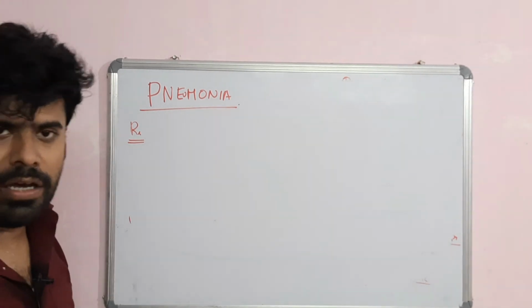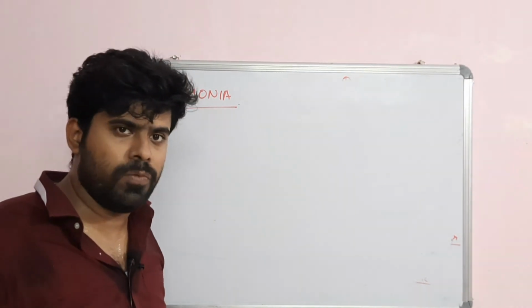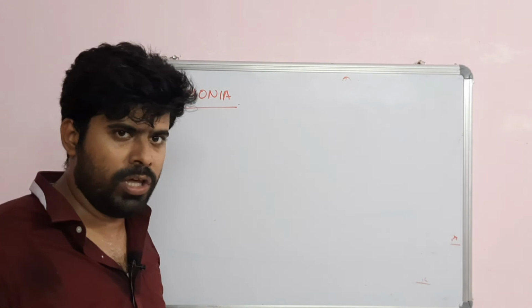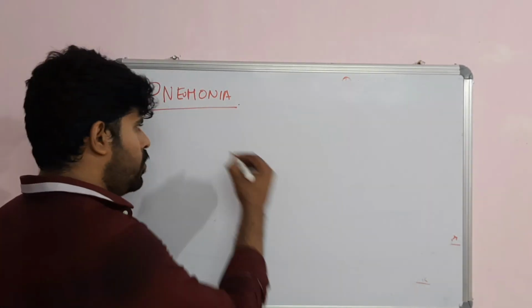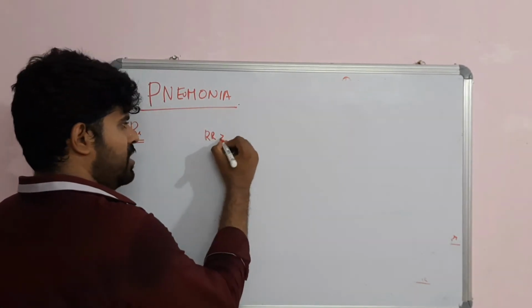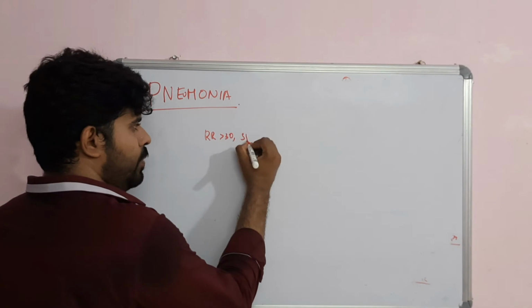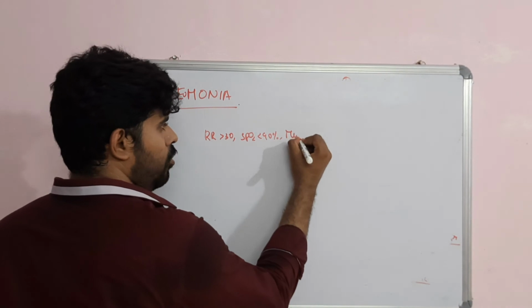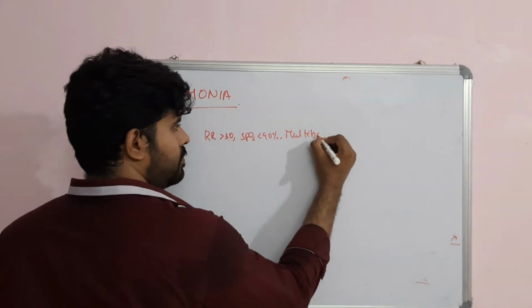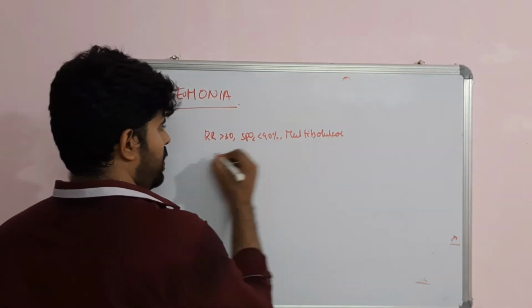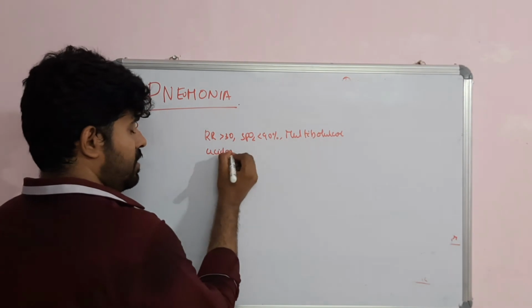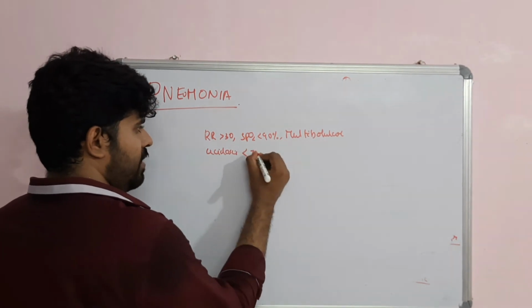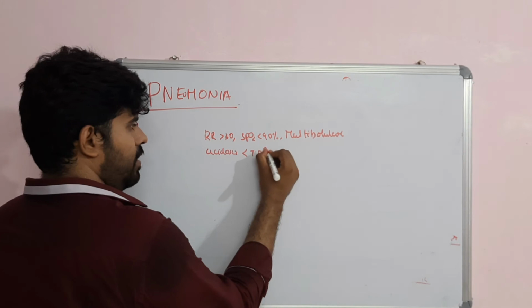Now, which pneumonias have a high chance of going into severe pneumonia? We have certain clues. Suppose the patient's respiratory rate at admission is more than 30 breaths per minute, the SpO2 is less than 90%, or the patient has multilobular infiltrates, or the patient has a severe metabolic acidosis, pH less than 7.